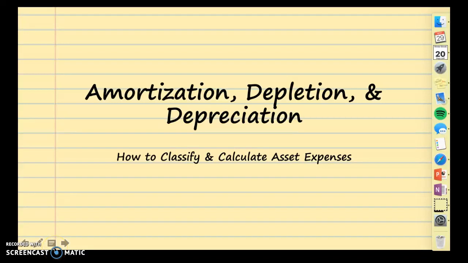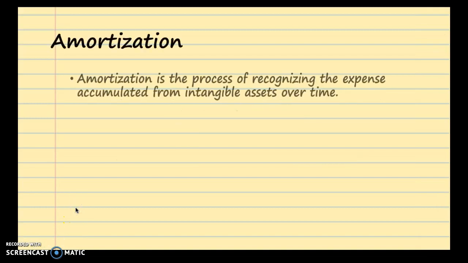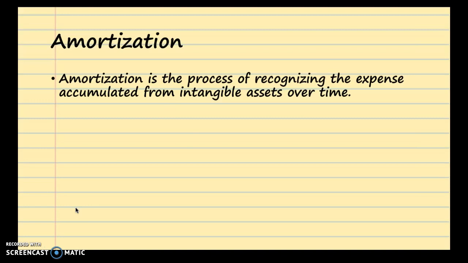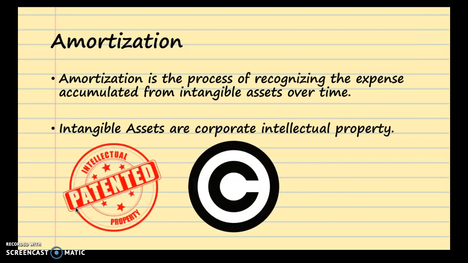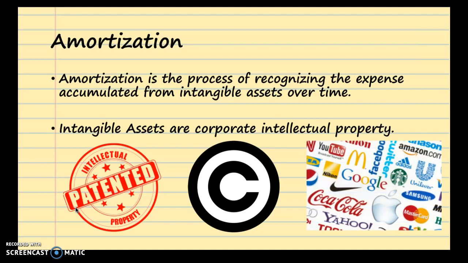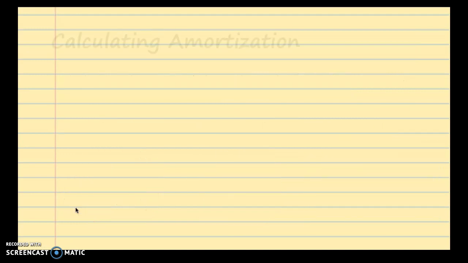In this video, we will discuss how to classify and calculate accumulated asset expenses called amortization, depletion, and depreciation. Amortization is the process of recognizing the expense accumulated from intangible assets over time. Intangible assets are corporate intellectual property, such as patents, trademarks, copyrights, and business methodologies, also goodwill and brand recognition.